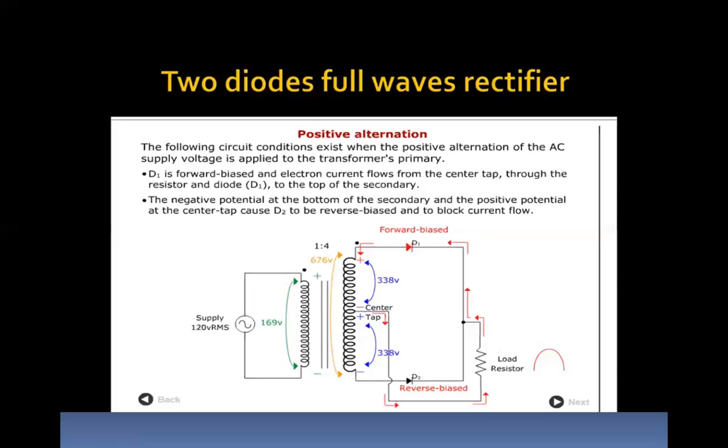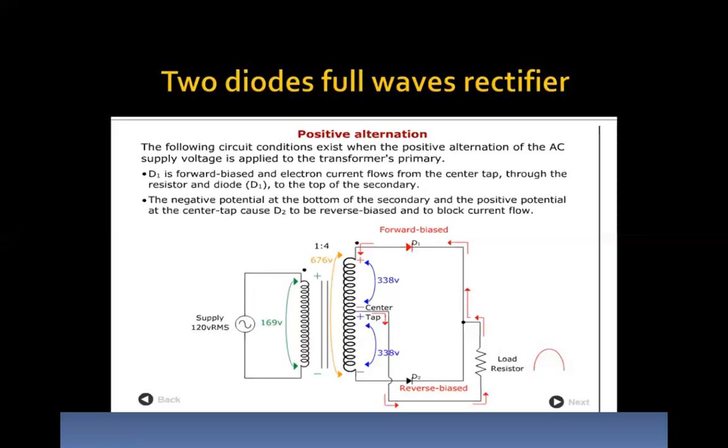The negative potential at the bottom of the secondary and the positive potential at the center tap cause D2 to be reverse biased. Because of this reverse bias, there is no flow of current through diode D2. So whatever output we get is only because of D1. For the first positive half cycle, diode D1 is conducting and diode D2 is non-conducting, and the output is there because of diode D1.